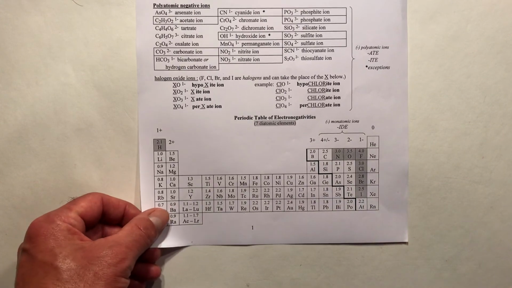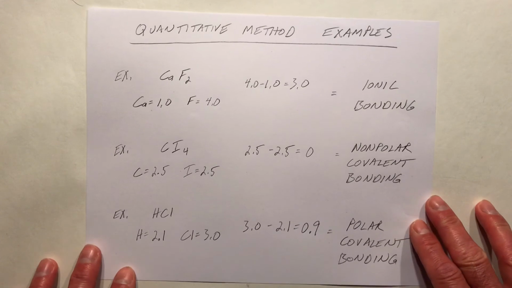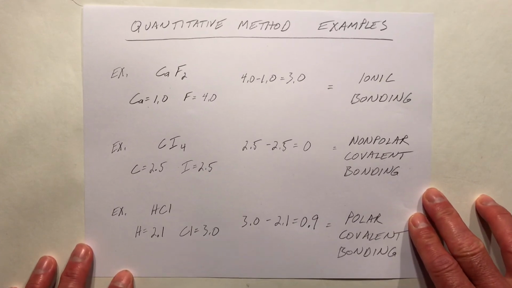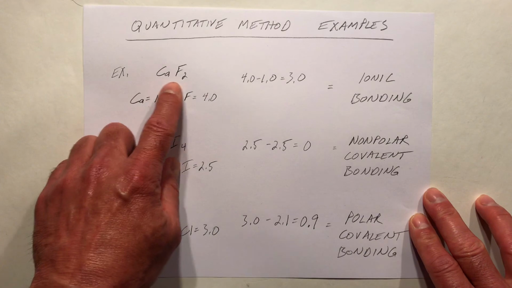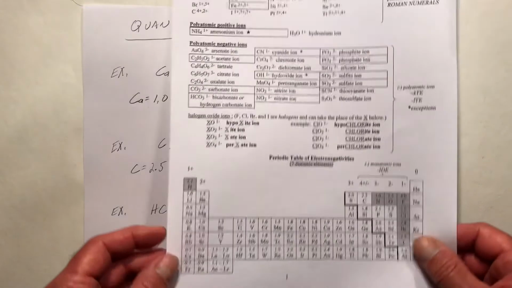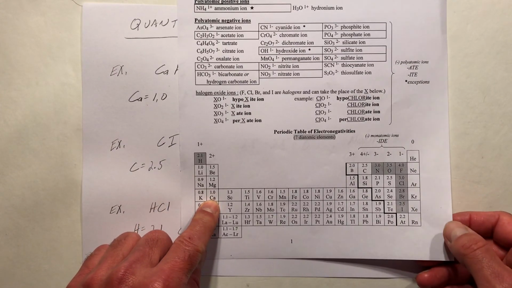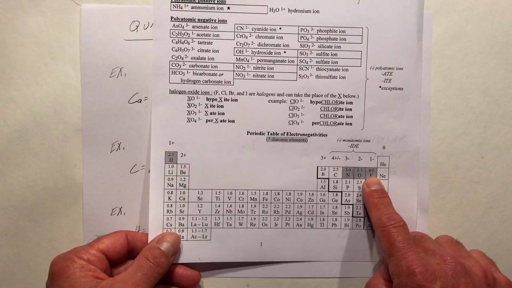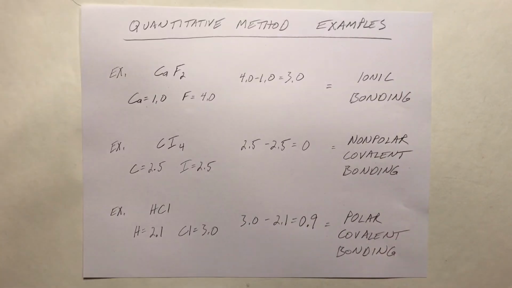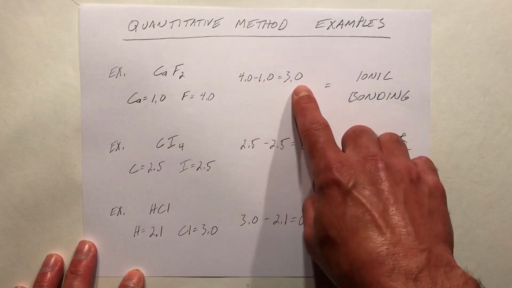Let's take a look at some examples. And we're going to have to use our periodic table of electronegativities to look up some electronegativity values here. These are examples of the quantitative method of determining bond type. If we have Ca bonded to F, Ca has an electronegativity of 1.0, and we can see that it's written right here, 1.0 on our periodic table of electronegativities, and F is 4.0. So we always take the big number minus the small number. So 4.0 minus 1.0 is 3.0.